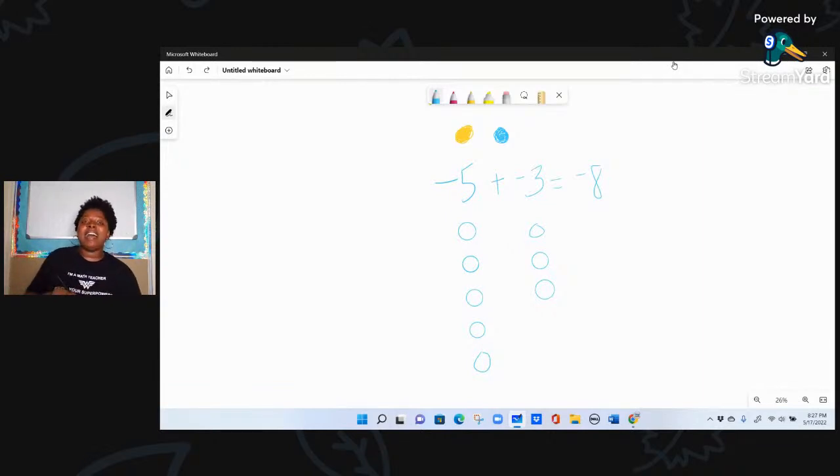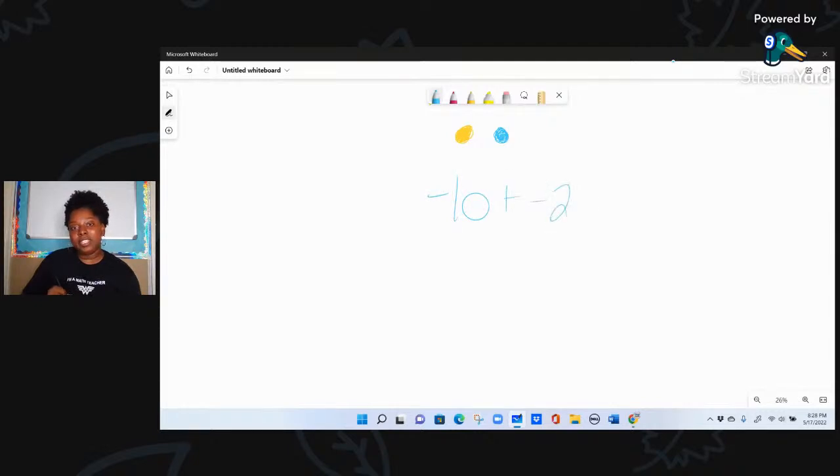Okay, but yes, so same signs, you add and you keep the sign the same. That's the gist of the song. So same signs, add and keep your sign the same. So if you have a -10 plus a -2, okay, I have 10 negative chips, right? Here's 10. I add 2 more. They're still negative. They're still blue. Okay. So then it's just 12 negative chips. That's it.